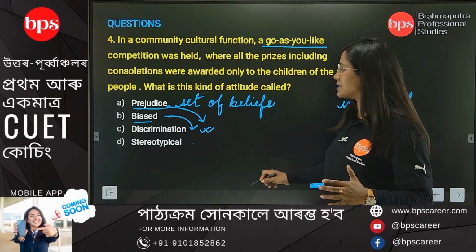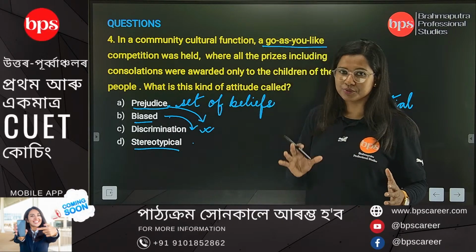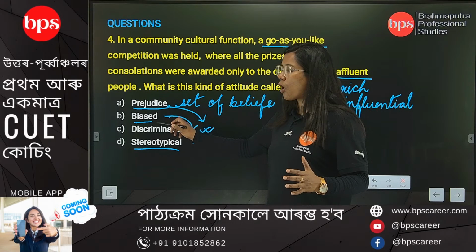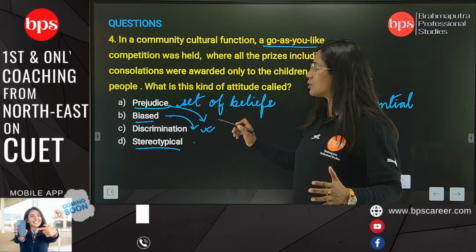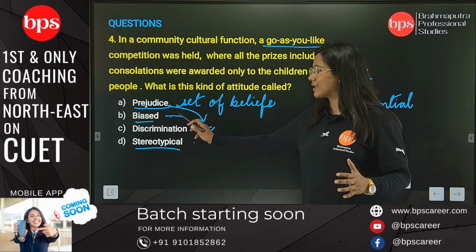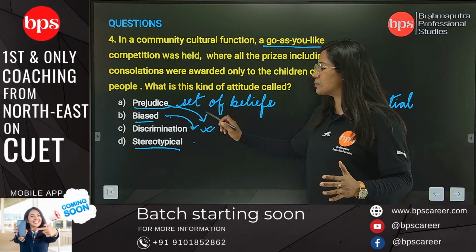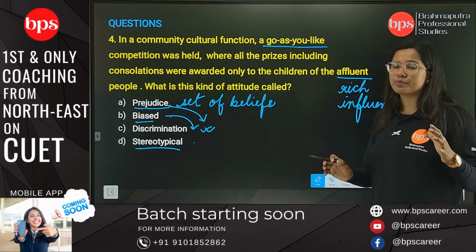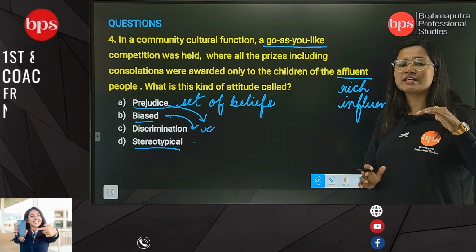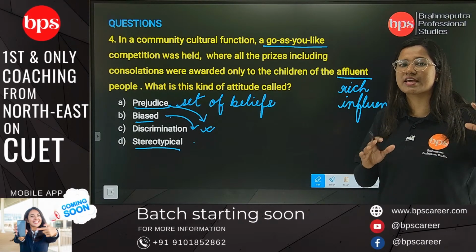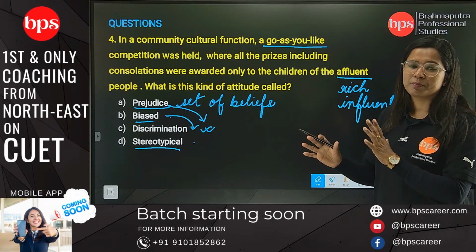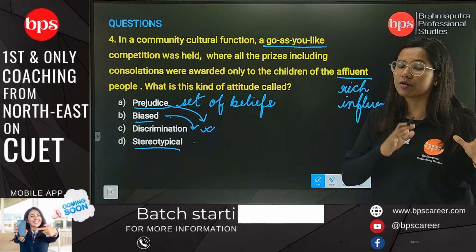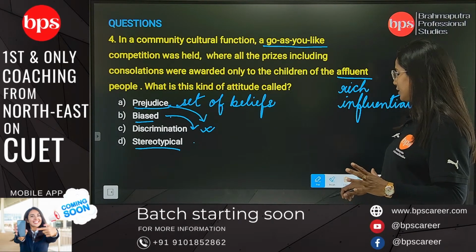And stereotypical, I have already said, is related to a set of category based attitudes. So this is out of the box, and we have to opt for the answer from A, B and C. So here you need to say that prejudice is a set of beliefs, biased is a set of category based attitudes, and discrimination is the actual execution of prejudice. Because the people involved in prize distribution thought it was better to discriminate against the other students and give the prizes only to a set of children. That is carried out because of some kind of prejudice, and be sure that the correct option here will be discrimination.